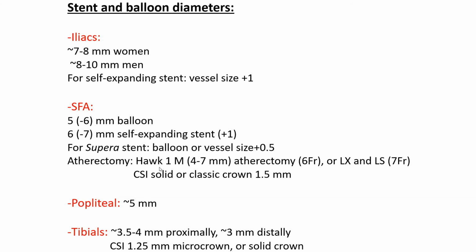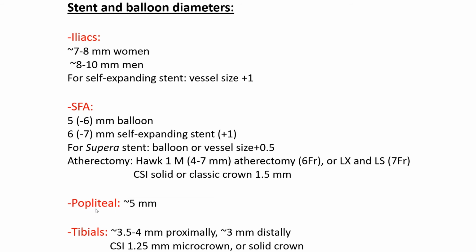Atherectomy devices, we have the Hawk 1, Hawk 1M, the typical one that I use, 4 to 7 millimeter vessels. So one size fits all. It goes through a 6 French. There are some older iterations that are stiffer and harder cutters that go through 7 French sheath. Then the CSI solid or classic crown 1.5 millimeter goes through a 5 French sheath.